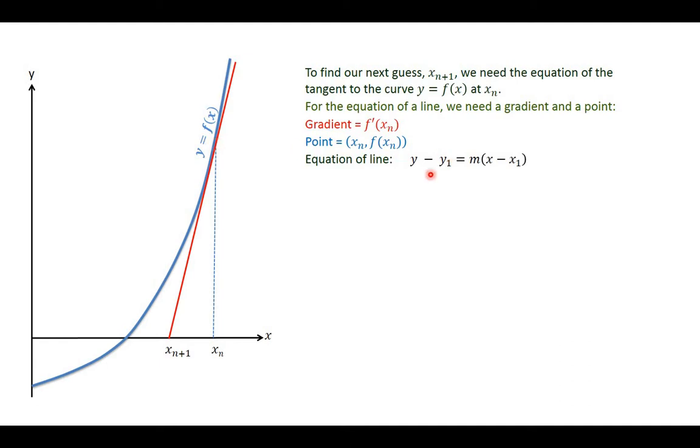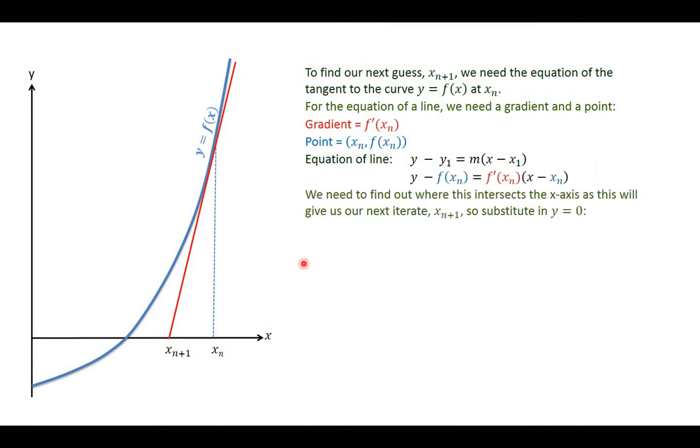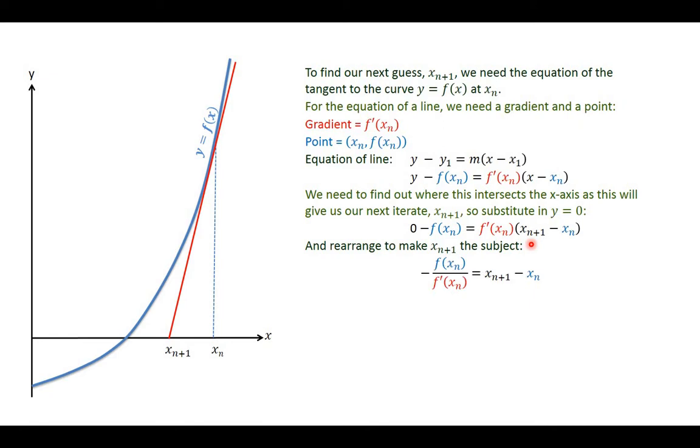So there's our equation of a line general formula from coordinate geometry in year 12. We're going to replace the x1 and y1 with the point, and we're going to replace the m with the gradient. Now we need to know, where does this straight line cut the x-axis? Well, it cuts it at the point xn plus 1, 0. So we substitute in, instead of x we put xn plus 1, instead of y we put 0. And then we want to find a little formula for xn plus 1, so we're going to make that the subject. First we're going to divide by the gradient, and then we're going to add xn plus 1. So now we've got xn plus 1 on its own.